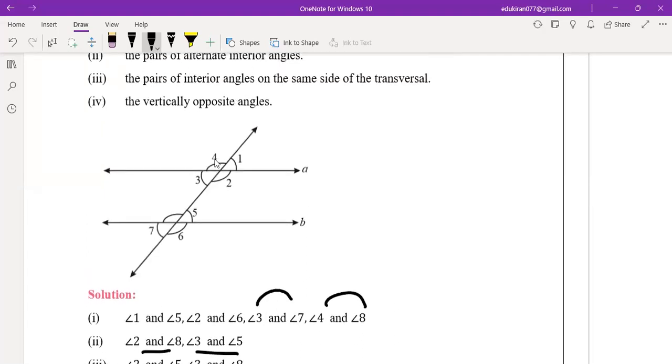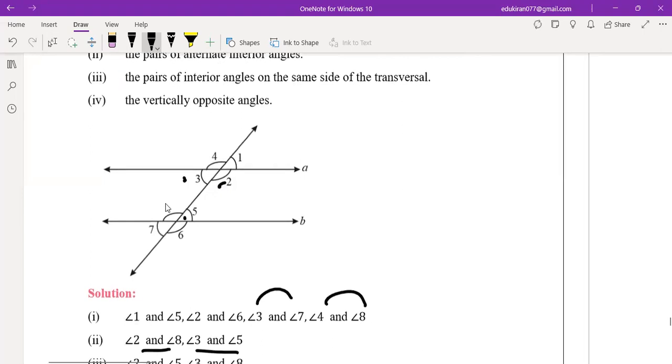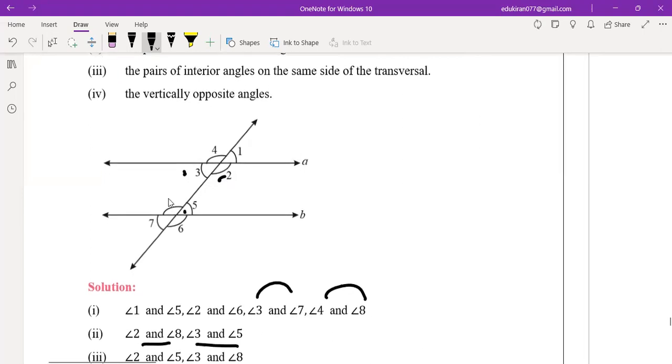The pair of alternate interior angles. 3 and 5, 2 and this one. Okay, they have not mentioned this. Ma'am, it was there. Which one? 8. Ma'am, can we count angle 4 and 5? 4 and 5, no.